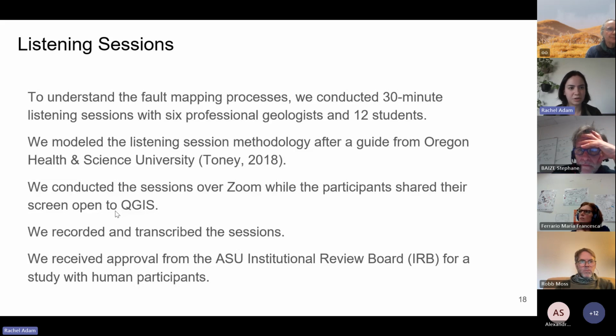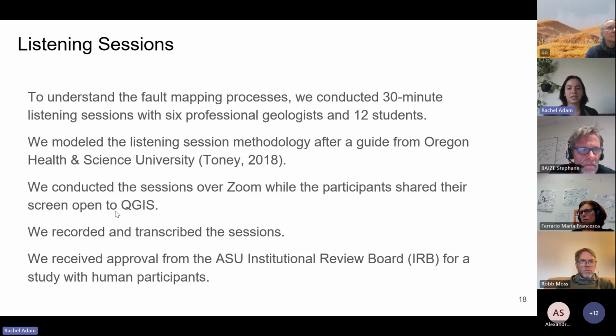To do that, we conducted 30-minute listening sessions with the professional geologists and 12 students in the class. We modeled this methodology after a guide from Oregon Health and Science University, and we conducted the sessions over Zoom while the participants shared their screen open to the QGIS mapping software. So we recorded and transcribed the sessions, and we received approval from ASU for a study with human participants.